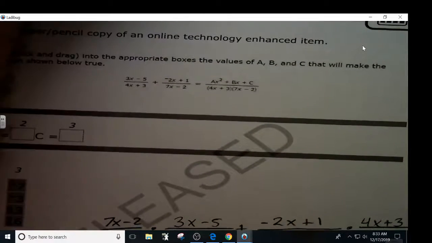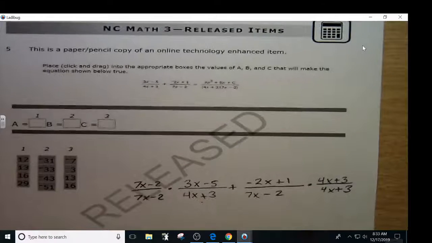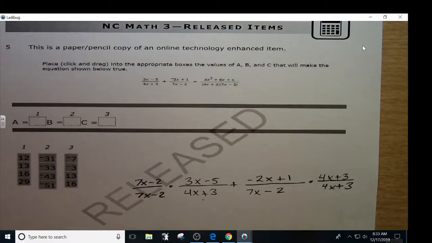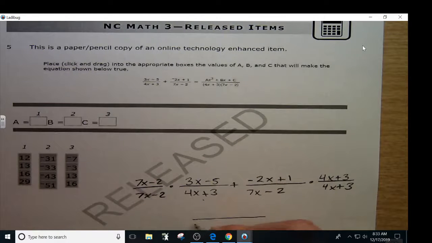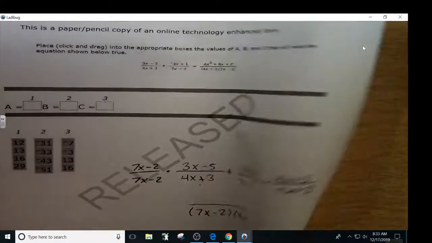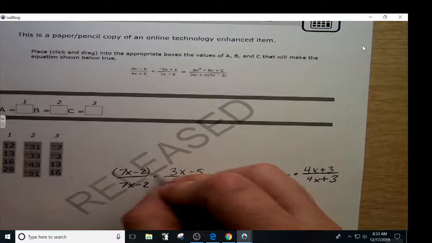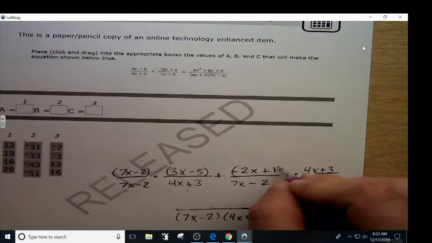Looking at our answer here, do we need to multiply the bottom at all? No. Remember, guys, when we did this, we very seldom multiplied a denominator. So my denominator is going to be 7x minus 2 and 4x plus 3. They have it written the other way, but it really doesn't matter. Now, these are binomials, so you're going to have to put some parentheses and distribute.